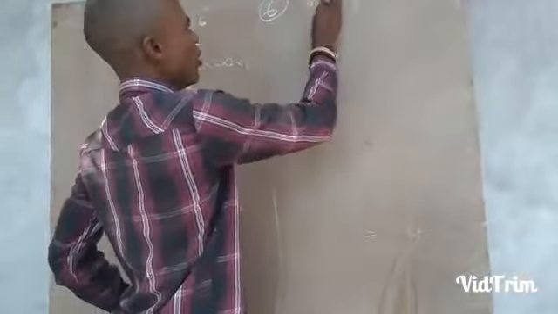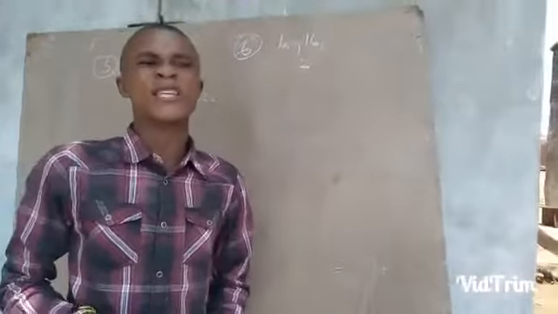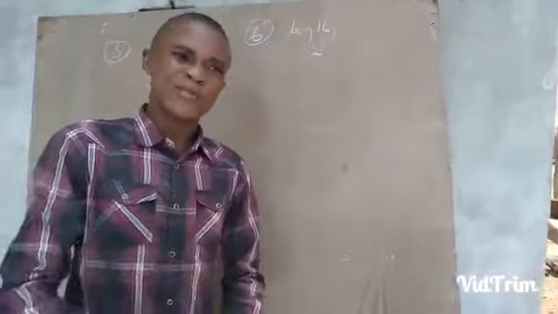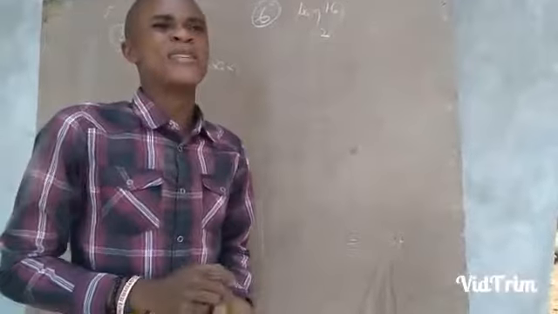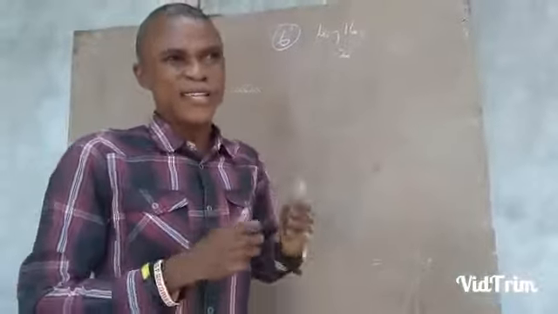The same question: log of 16 base 2. The theorem that we want to use now is the reciprocal theorem. And what does the reciprocal theorem state? The reciprocal theorem states that anytime you take the reciprocal of the log, you interchange the values. That is the theorem we want to use.